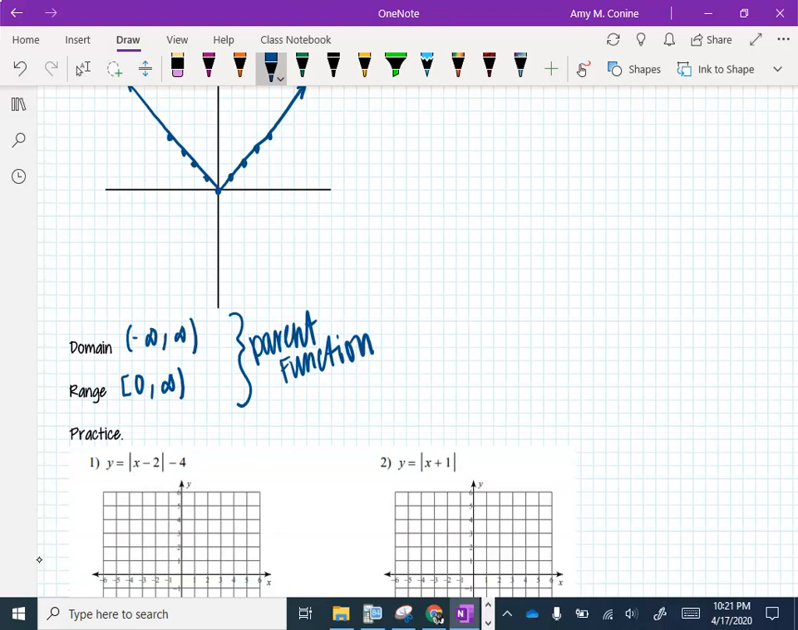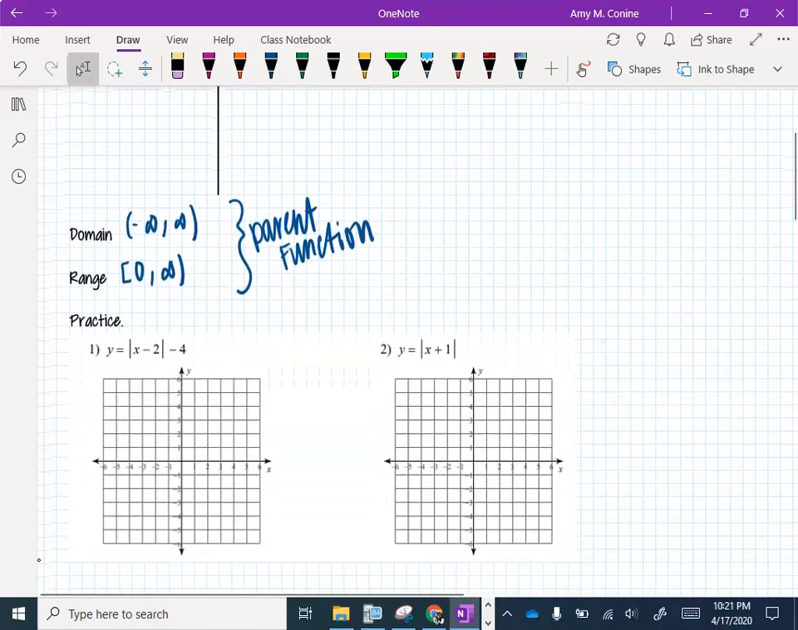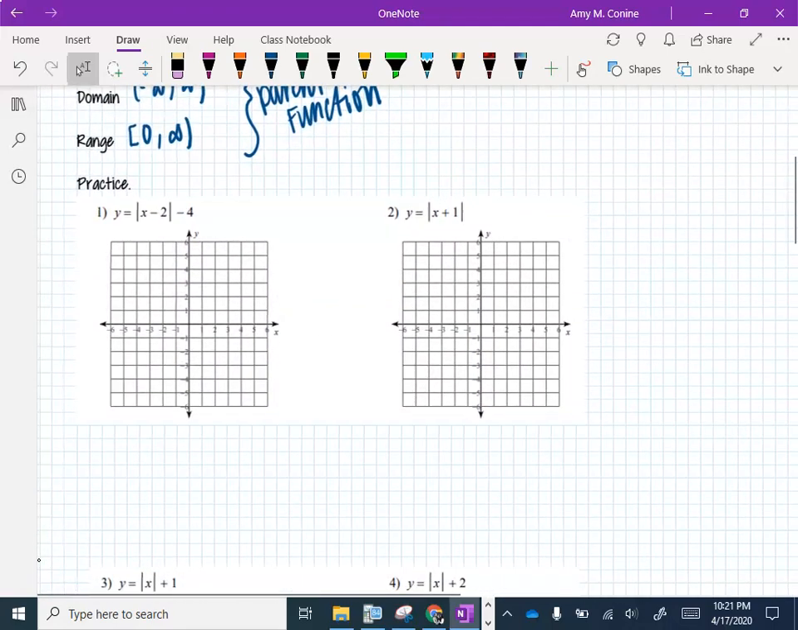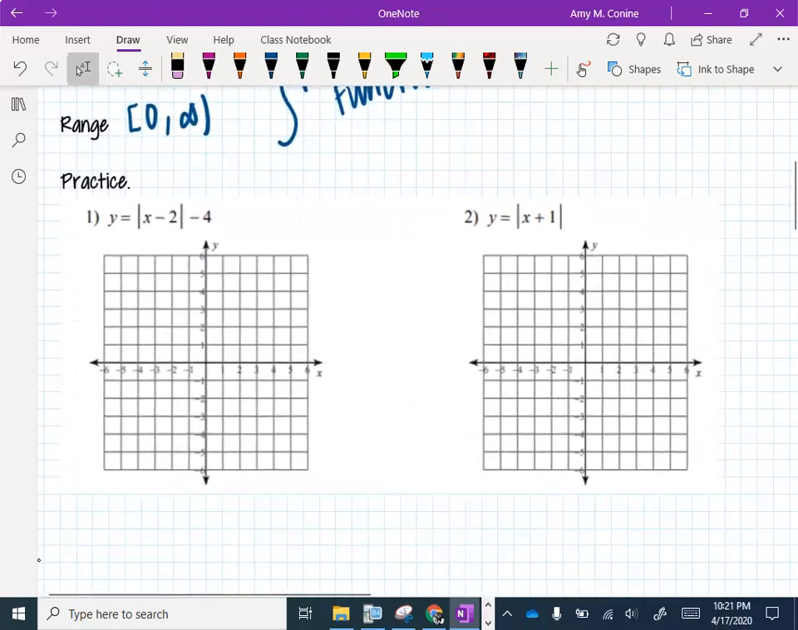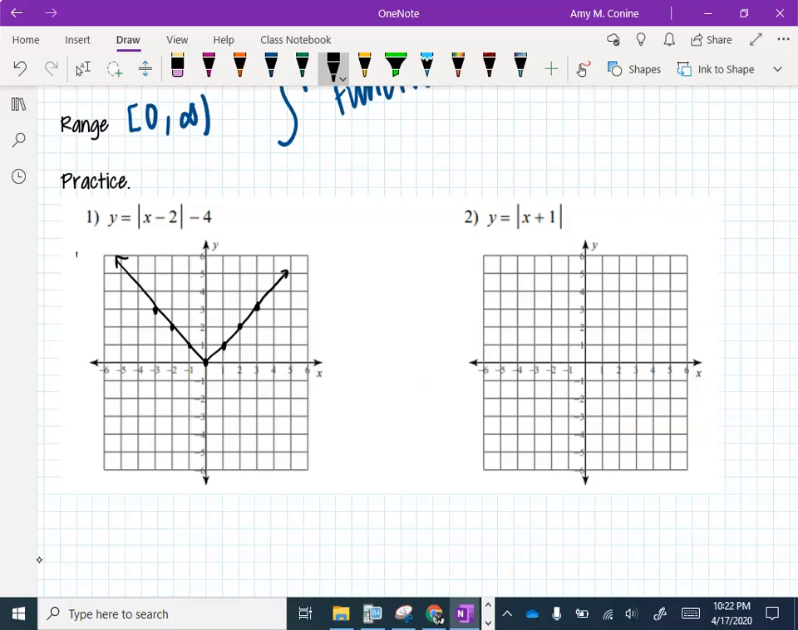So I want to do some practice. Pause the video when you need to so you can copy down problems. But we're going to do number one. So the first one we have is y equals the absolute value of x minus 2, and that's minus 4. So I'm going to put my original parent function in here so you can see the change. So my original parent function should be similar to the one that we have above. So it's in black here. This is my y equals absolute value of x.